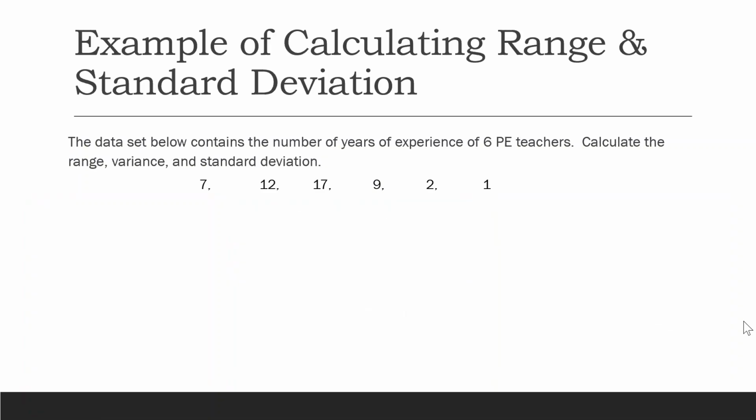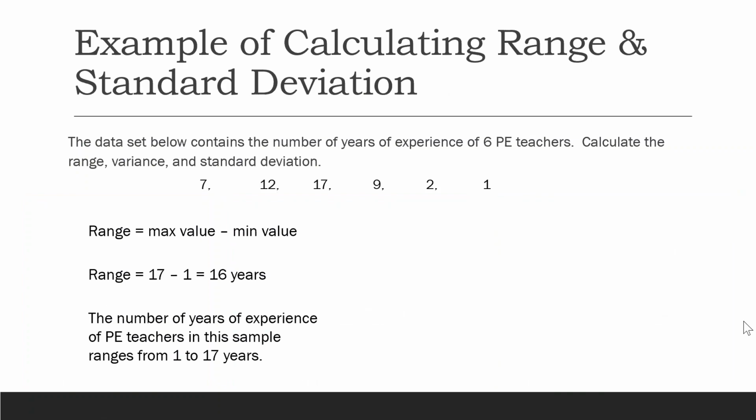Let's look at some examples where we calculate range and at least standard deviation and talk about why we maybe rarely report the variance and more often report the standard deviation. So here I have a very small data set that contains the number of years of experience of 6 PE teachers. Let's calculate the range, variance, and the standard deviation. Remember, the range is the max minus the min. Our maximum is 17. Our min is 1. So our range is 16 years.